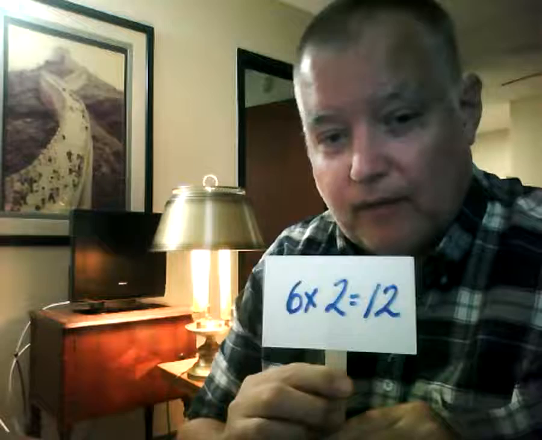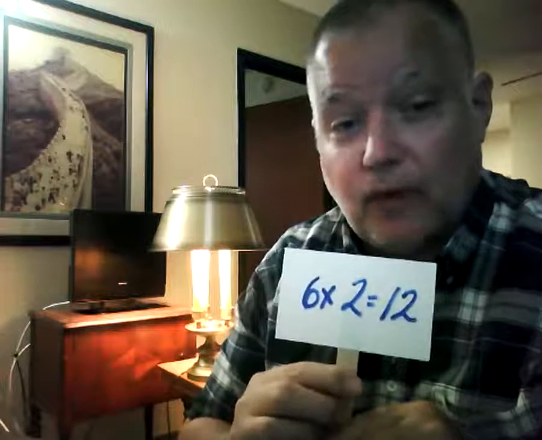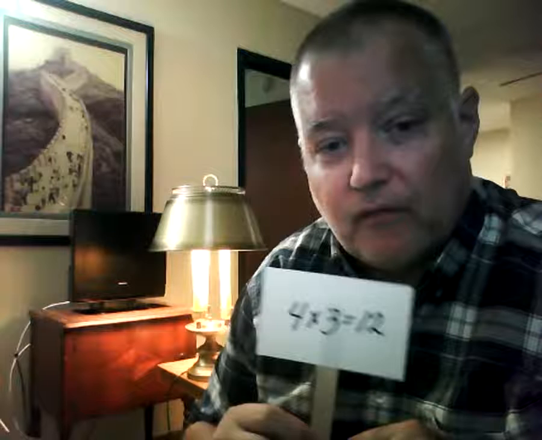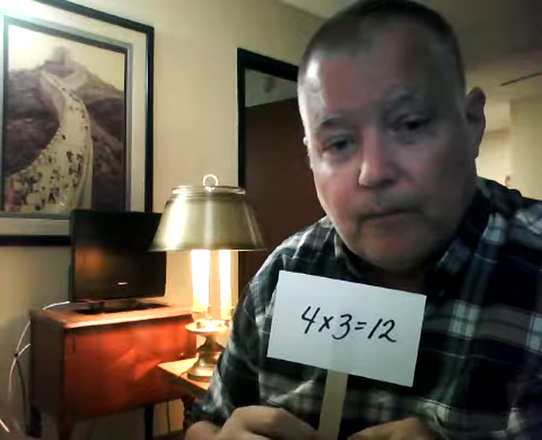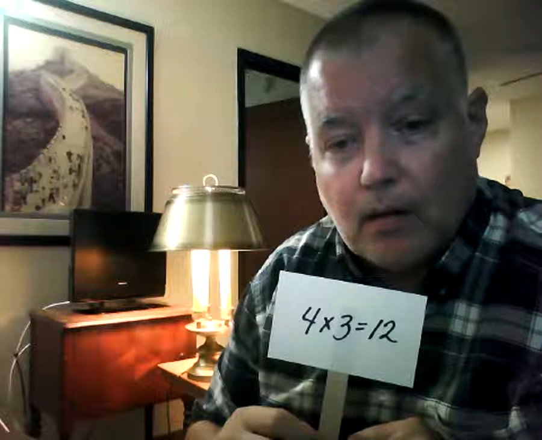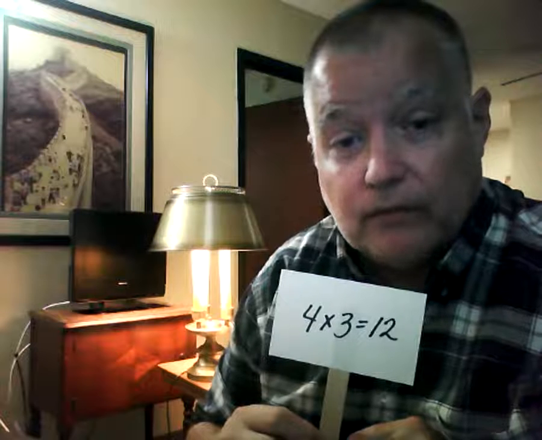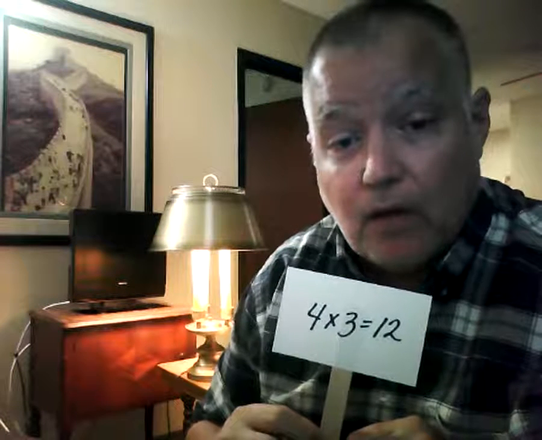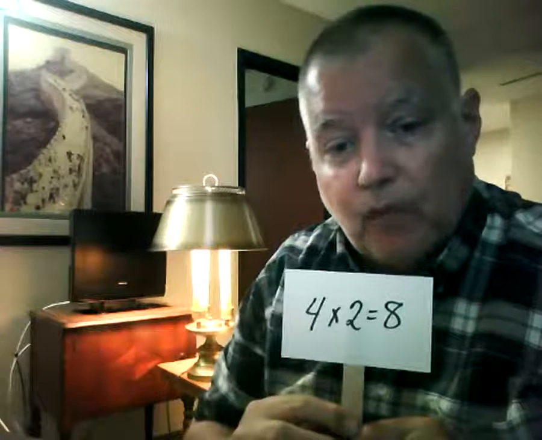6 times 2 is 12. Catch me there. 6 times 3 is 18. I'd vote for myself before I'd vote for Biden. I bet you I could be a better president. 4 times 3 is 12. You want to vote for me? 6 times 1 is 6. 4 times 2 is 8.